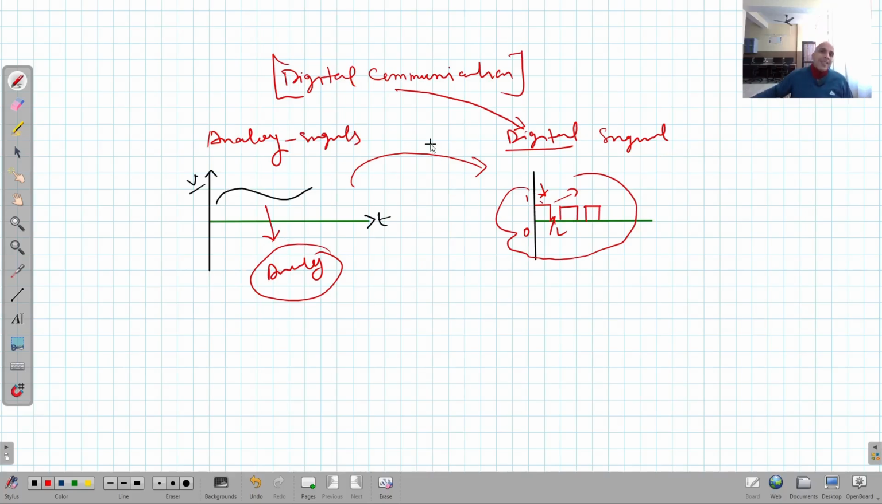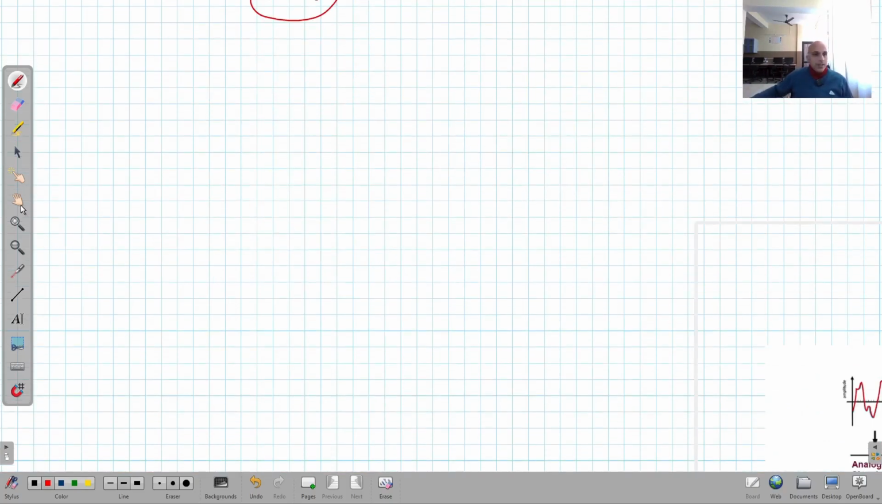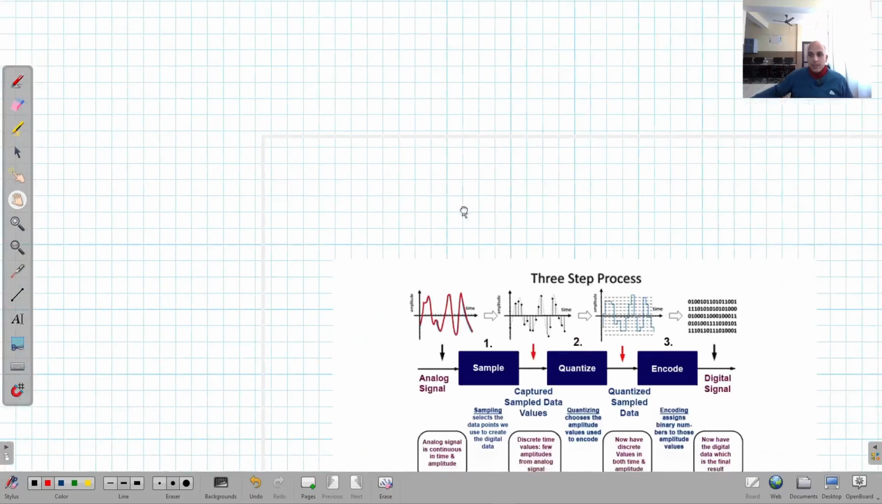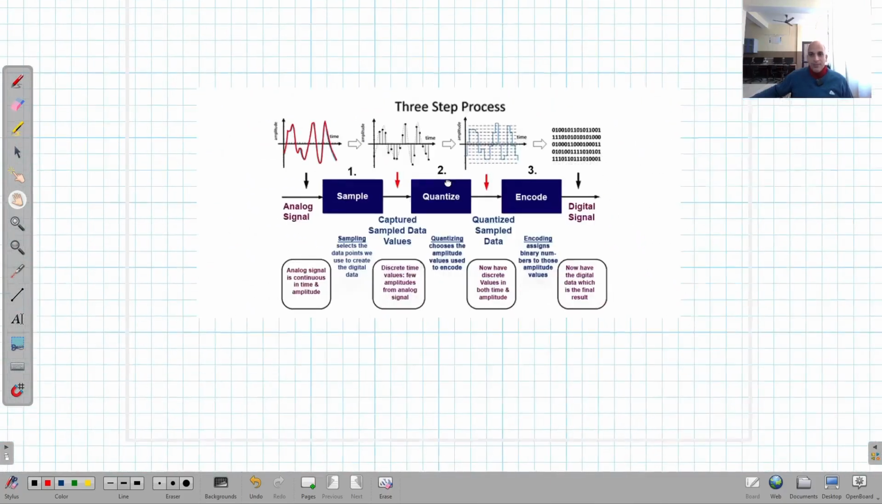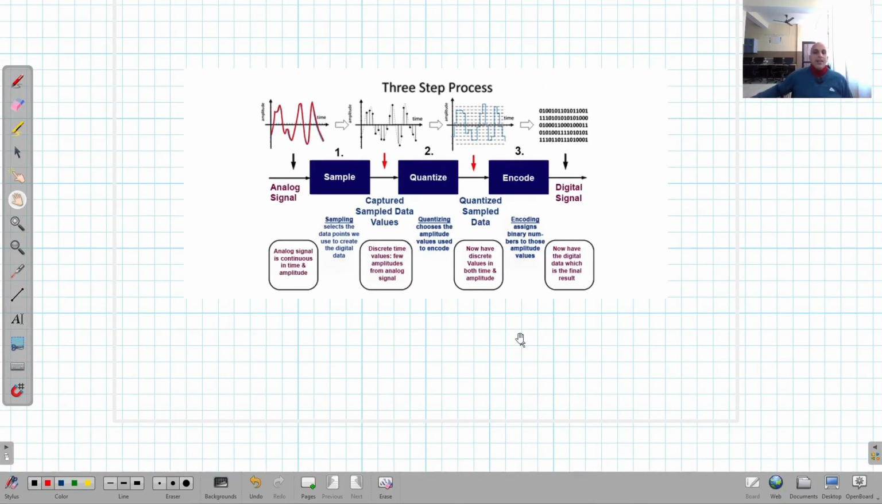Now, the process that is followed for the conversion of analog information to the digital format is displayed here. You can see what process we follow. This is basically a 3-step process. First of all, we will do the sampling.